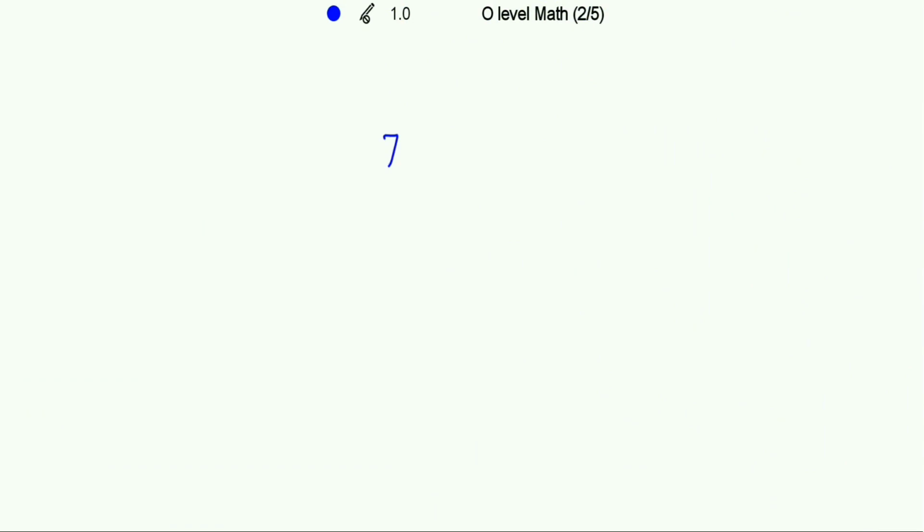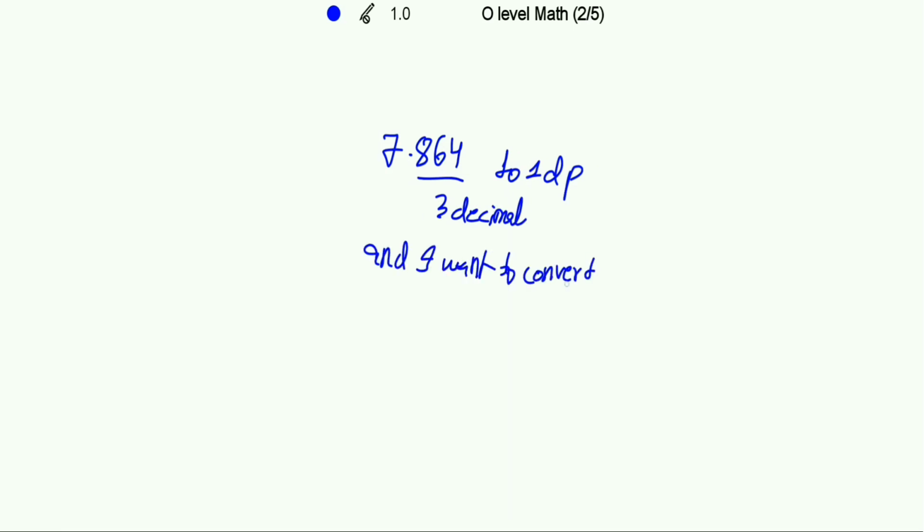Decimal places, for example, let's say that I have the number 7.864 and I want to convert it to 1 decimal place. There are three decimals, and I want to convert to 1 decimal place. In order to do that, I will do the rounding. So I will round to the nearest tenth. So it's going to be 7.9, and this is 1 decimal place.